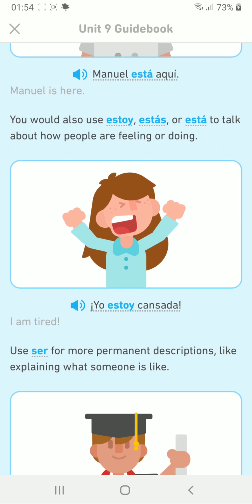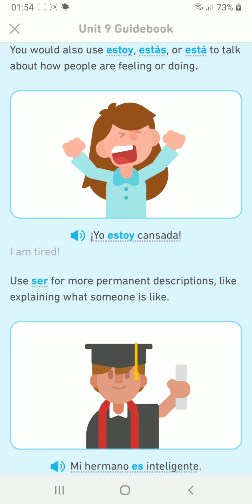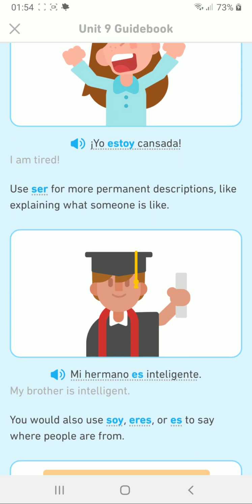And you would also use estoy, estás, and está to talk about how people are feeling or doing. For example, yo estoy cansada. I am tired. We know that it's a girl because it's not cansado, it's not with the O at the end. It is cansada, so it's a girl. Cansada means tired, and cansado as well.